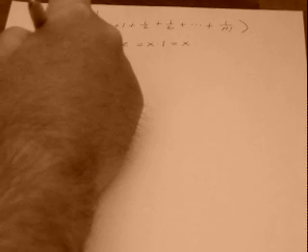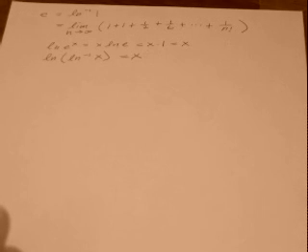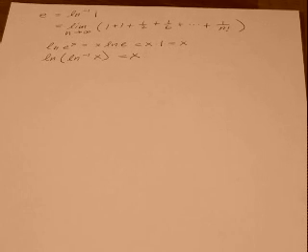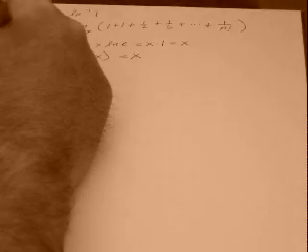However, the ln of the inverse of ln x is equal to x. Okay? That's because ln and the inverse of ln, of course, are inverses of each other. So the ln of e to the x is equal to the ln of the inverse of ln of x, and that equals x.